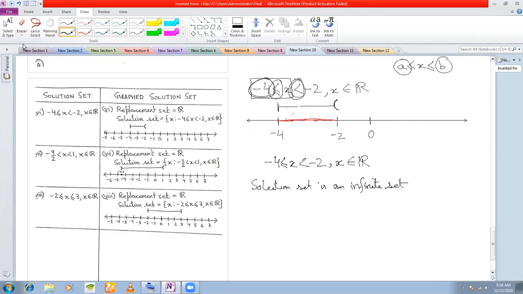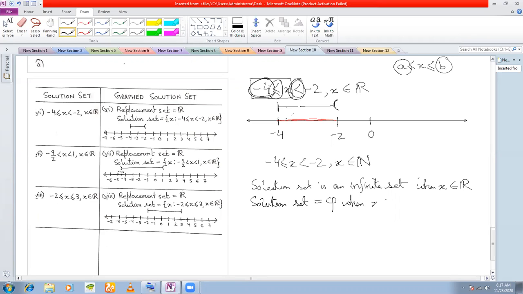But if I change the replacement set from a set of real numbers to, say, x belongs to N, then what does the solution set become? In this case, no natural number lies between minus 4 and minus 2. The solution set becomes a null set when the replacement set is a set of natural numbers.